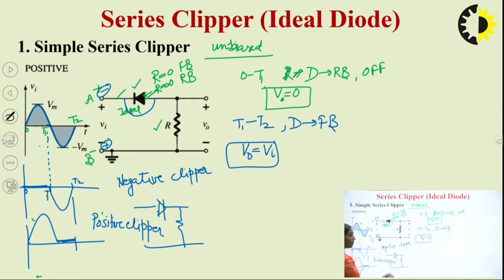So, it is interesting to see that only the orientation of the diode will change the overall phenomena of the circuit.